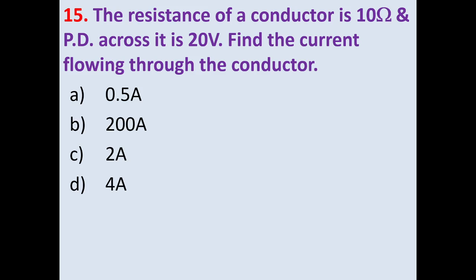The resistance of a conductor is 10 ohm and potential difference across it is 20 volt. Find the current flowing through the conductor. So here to find current we use Ohm's law equation, that is V is equal to IR. So I is equal to V upon R. V in this case is 20, resistance is 10 ohm. So we get I is equal to 2 ampere.